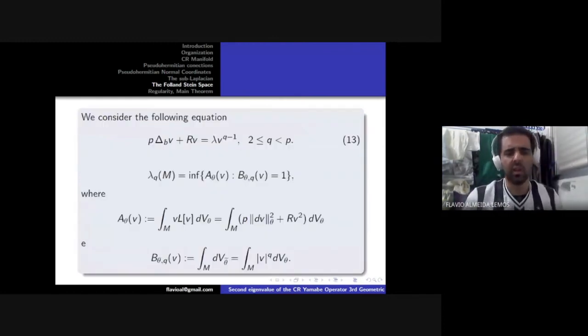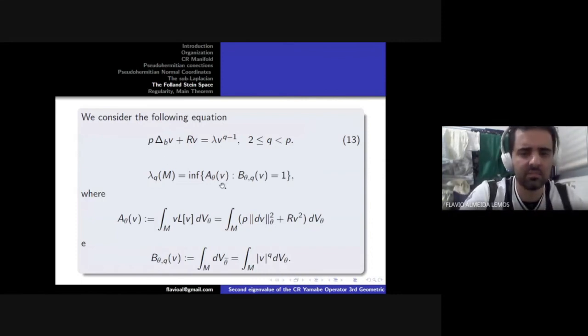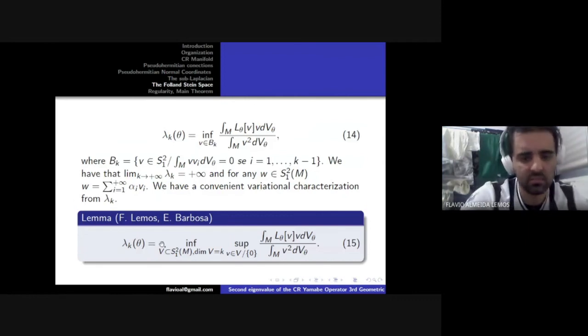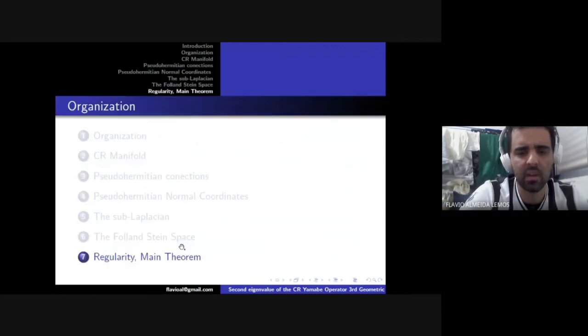We consider the following equations. The idea is minimizing the following functional. I will prove we can write it. Let me remind you, it's the first eigenvalue of the CR Yamabe operator. Okay, we can define it this way.